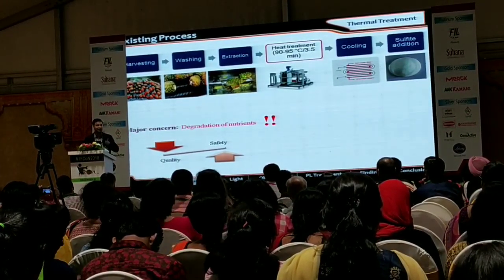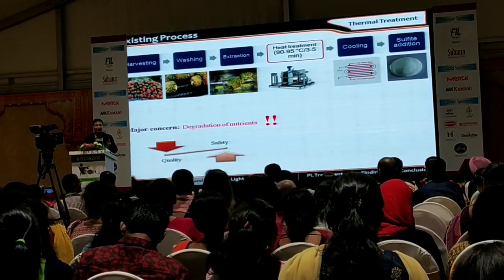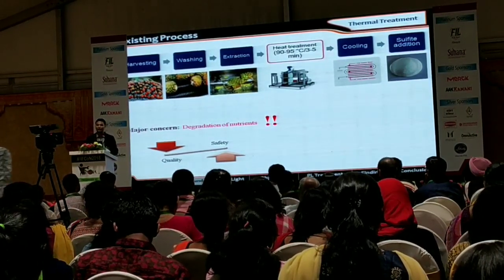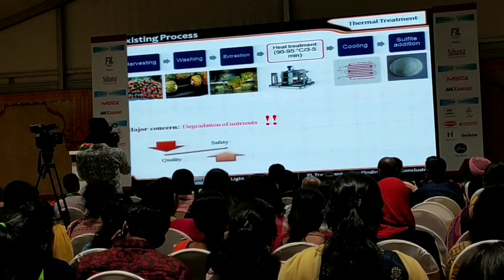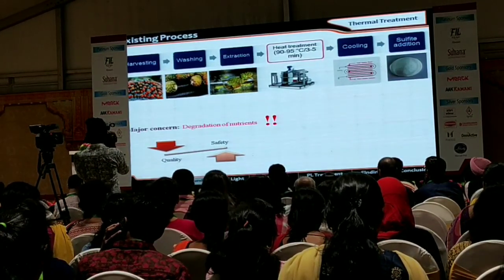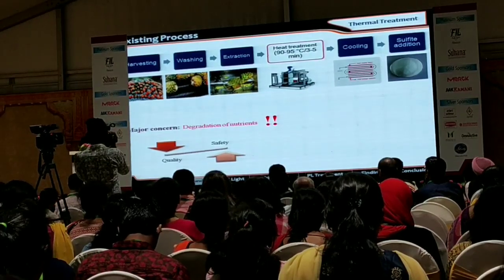From this perspective, the major drawback of thermal treatment is the degradation of the nutrients. As the previous speaker has already mentioned, the degradation of the nutrients and the phytochemicals during the treatment is a major concern, which is why we are talking about fruit and vegetable waste products, which are very rich in these phytochemicals.